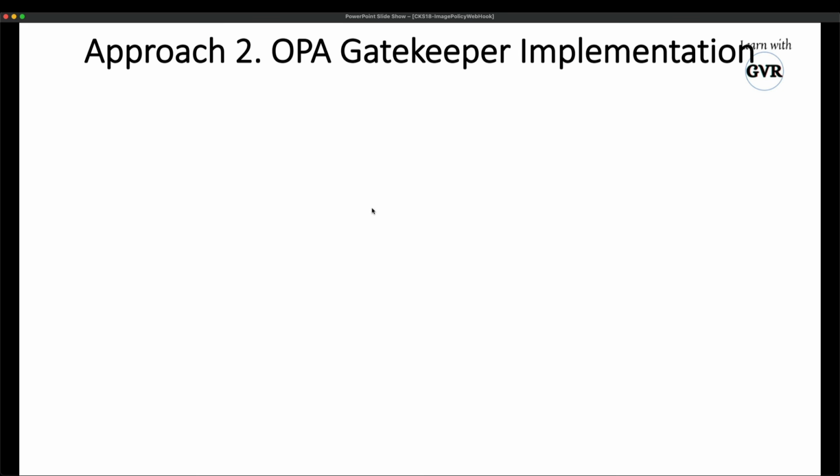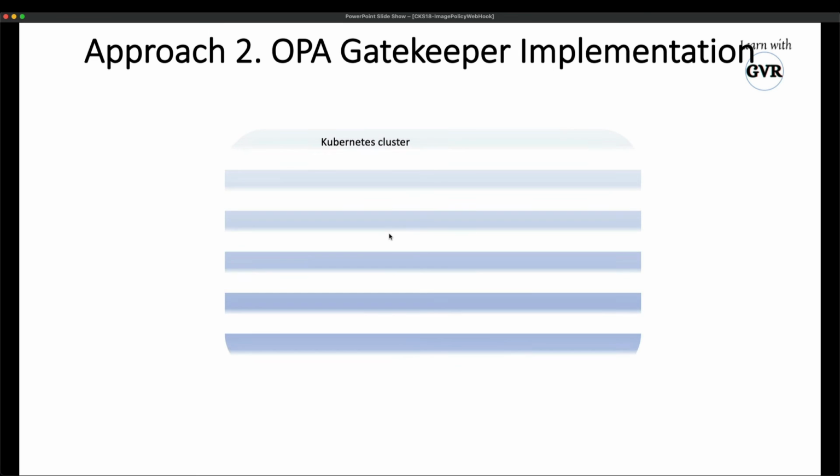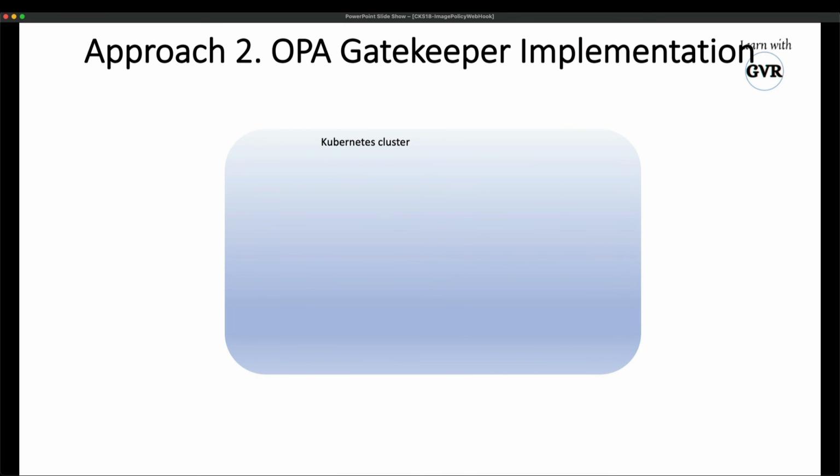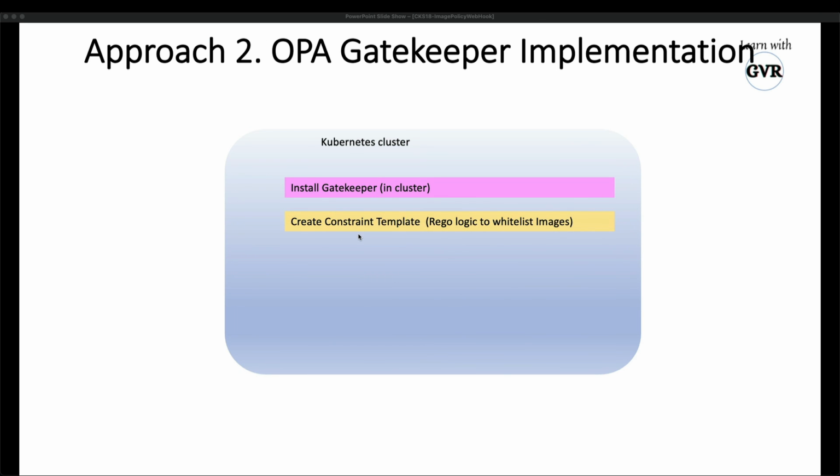The next approach is the OPA Gatekeeper implementation approach, as I have already created a video on that. Basically, first we install OPA Gatekeeper in the Kubernetes cluster, on the master node and worker nodes and everywhere. Then second, you create a constraint template. After that you create a CRD, then you create a deployment, and then you test. So this is another approach you can take.